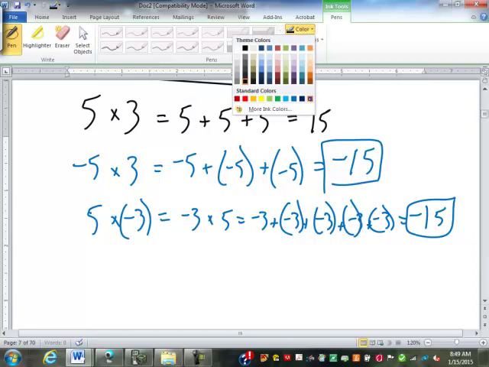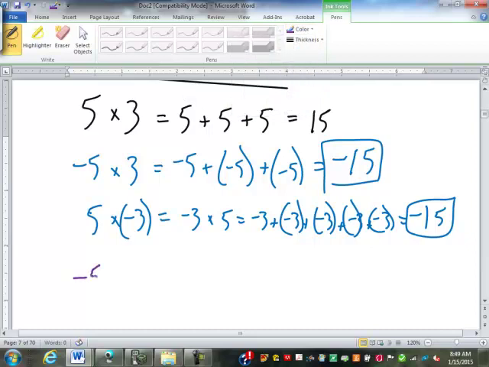The real showstopper is this one. Negative 5 times negative 3. We've all been taught that you multiply a negative times a negative, it's a positive. It's a positive 15. But if you look at the definition of multiplication, that definition of repeated addition, I can't take a negative 3 negative 5s and add them together. And I can't take negative 5 of the negative 3s and add them together. So according to the definition of multiplication, this can't be done.